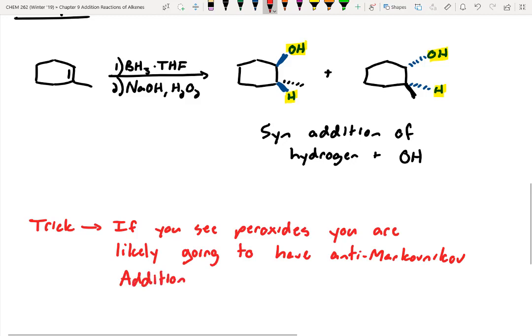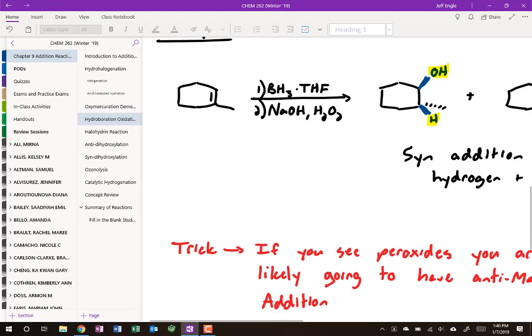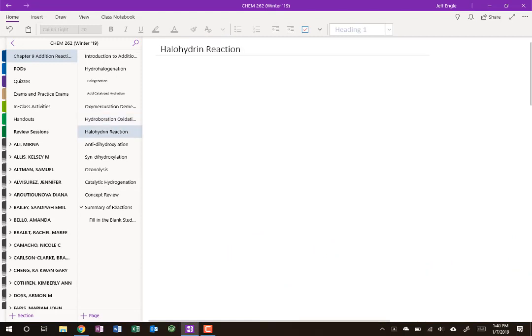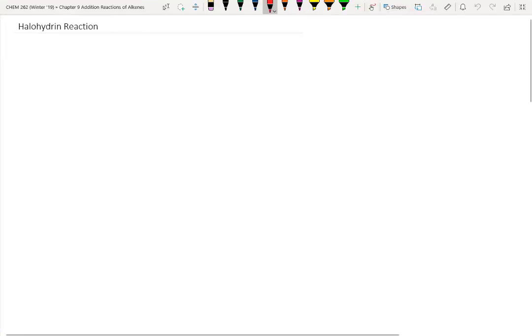Does anybody remember the other reaction where we used peroxides? It was when we used HBr and peroxides, right? That also gave us the anti-Markovnikov addition, but in that situation, we got anti-Markovnikov addition of a halogen. So those are the two main reactions that will give us anti-Markovnikov addition. Make sense? All right. Now we got to jump into one that's kind of a crossover reaction, where we're going to install both an alcohol and a halogen.